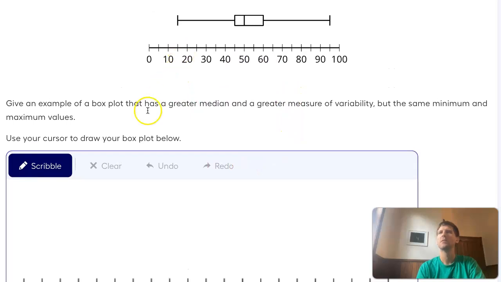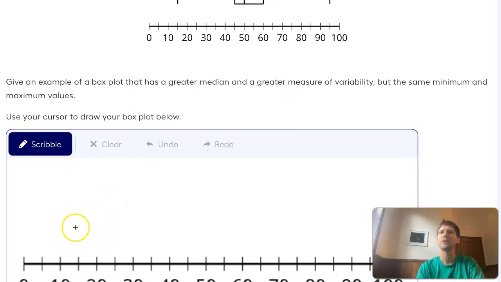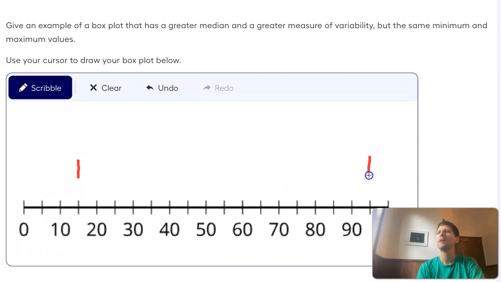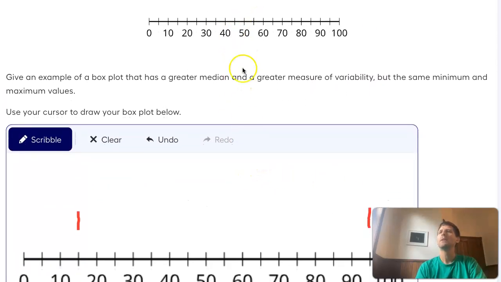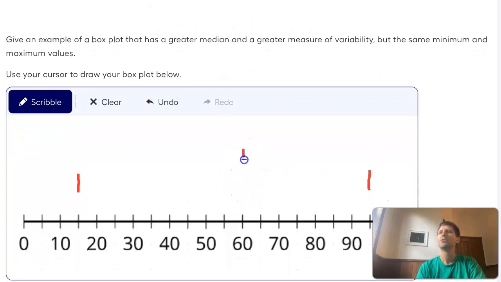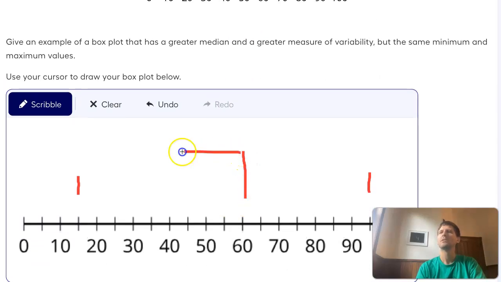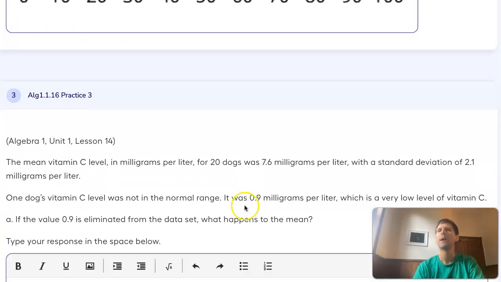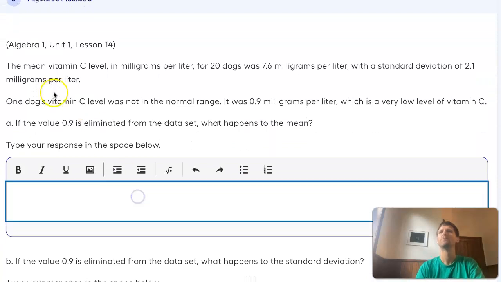So let's see, my minimum's at 15, it looks like. My maximum is at 95. My median has to be greater than 50, so let's go to 60. And then I just need to make my box more spread out. So I'm going to spread this thing out nice and wide. I'll go up to 85 and all the way down to 20. Can't forget my whiskers. And I made my box and whisker plot, aka my box plot. Not too bad on that one.